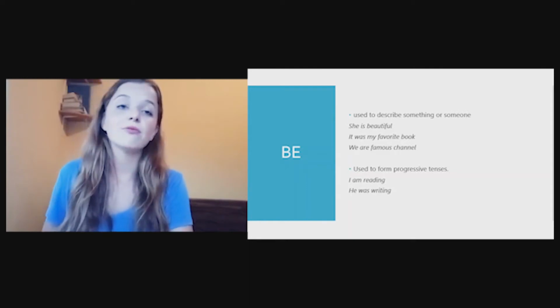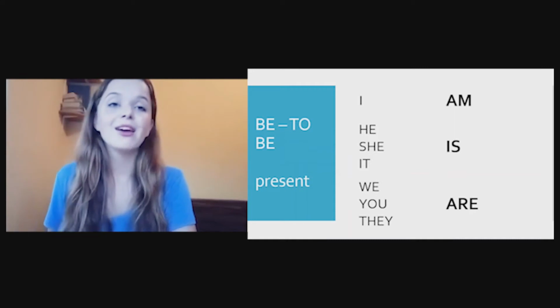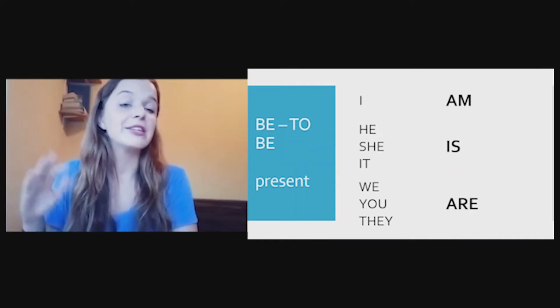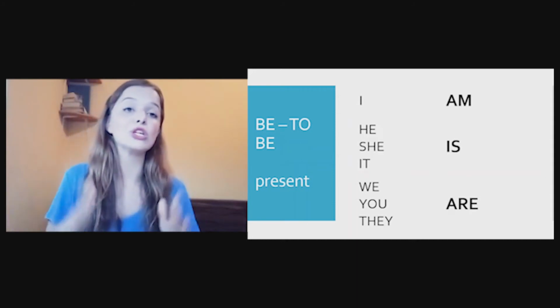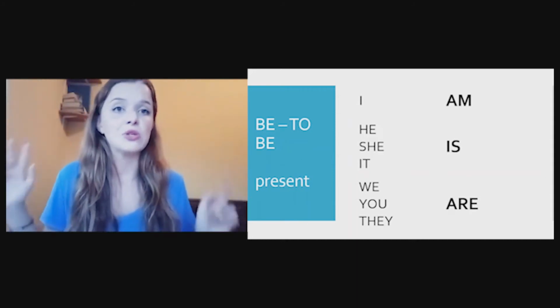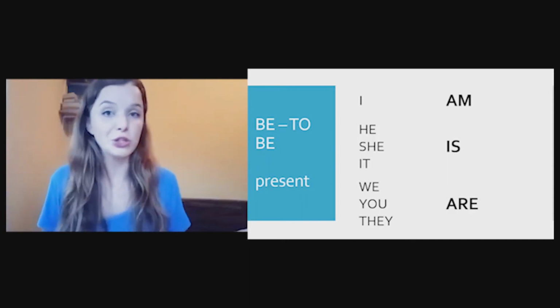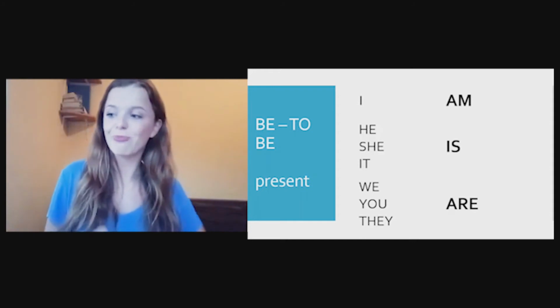Then we have more forms, as you had a chance to see: am, is, and are in the present tense. So we say I am, but we say he or she is, or we say we, you, they are. So I am a teacher, he is a teacher, or we are teachers.